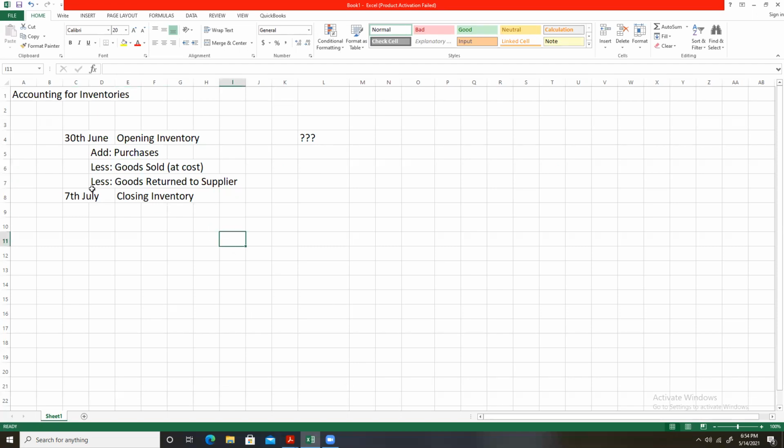Now, another point worth noting here is that inventories are normally valued at cost. So here I have written goods sold at cost. It means that while performing this calculation, you should only look at the cost of the goods, not the selling price or any other value.